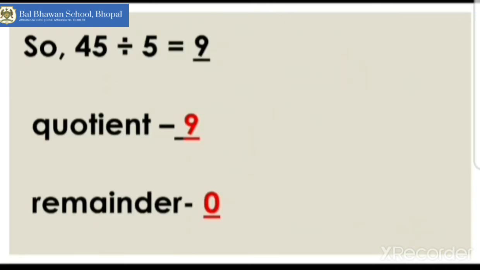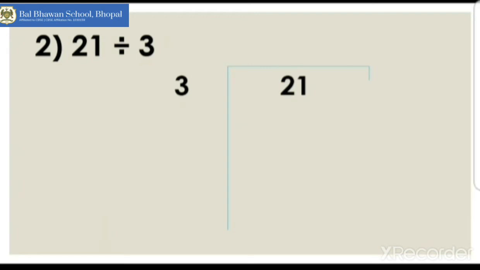Okay children, now we'll do one more question. It is 21 divided by 3. Here 21 is the dividend, so it is written inside the bar, and 3 is the divisor, so it is written outside the bar. Now we'll start. First step, we have to divide.